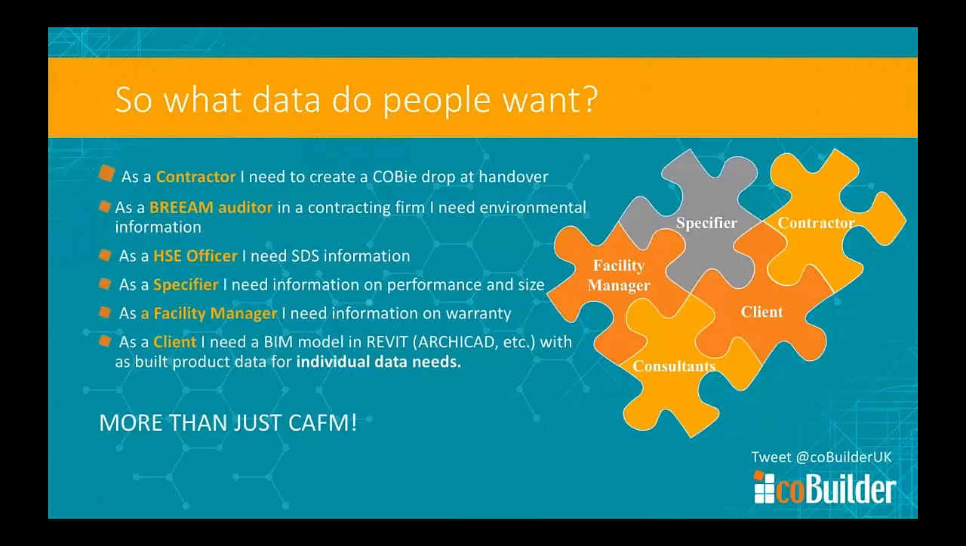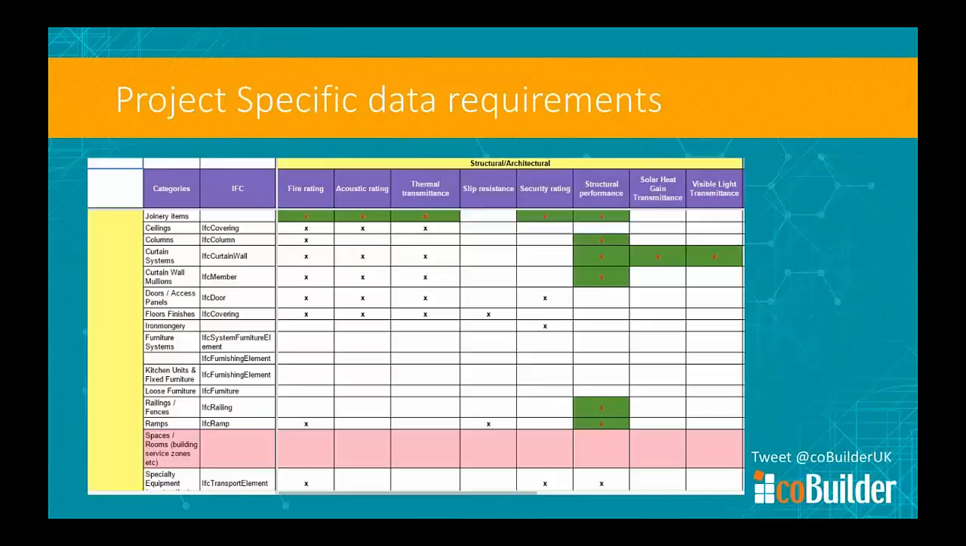Now, one thing we're working on, with big clients such as the Ministry of Justice and some large contractors, such as Skanska, is trying to work out what their minimum data requirements are. So for all their projects, what types of products are there? You can see IFC-type products on this slide: walls, floors, windows, roofs, etc. And then what data do I want to collect? So back to the point: fire rating, acoustic rating, thermal transmission, slip resistance, security rating.